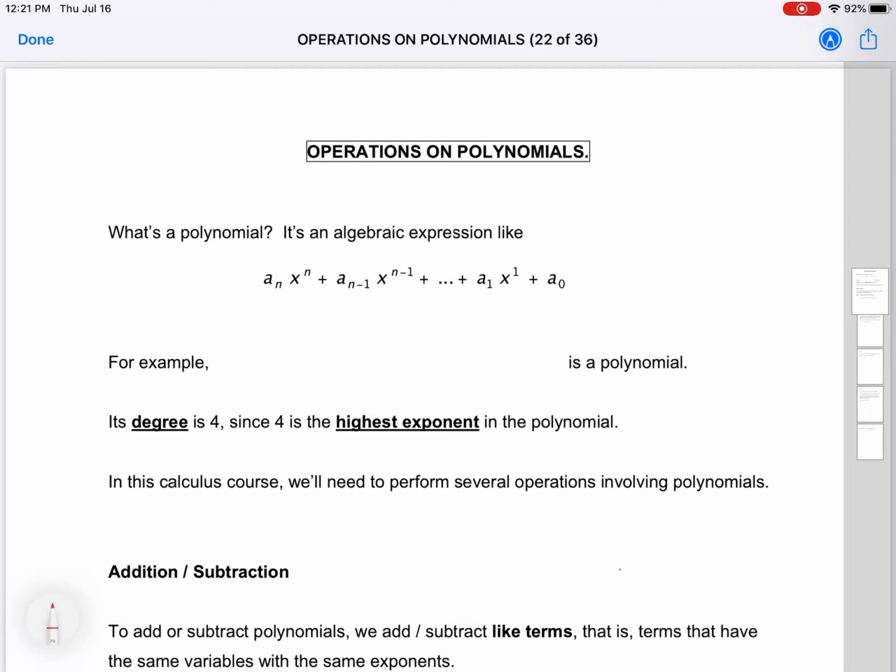Hello again, welcome to the second module of our review for Calculus 1. This one will be dealing with operations on polynomials.